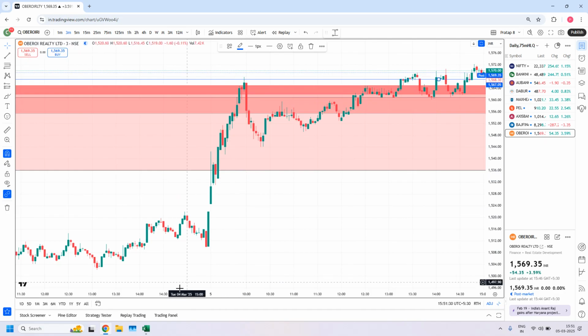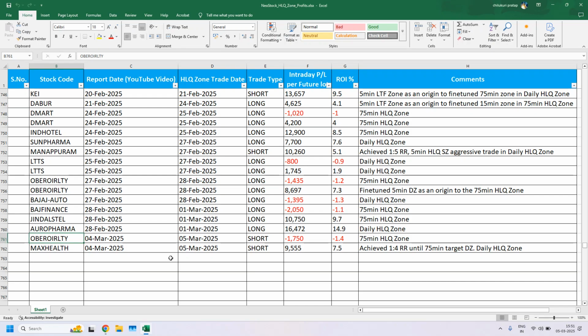So that's why Oberoi Realty, how much loss we booked. It is 1750. If you would have taken a trade, your loss could have been maximum 1750. And maximum negative ROI could be 1.4%. Why I am saying maximum? Because some people don't accept beyond 1% risk. They might have fine-tuned their entries to 1% level. This is the maximum.